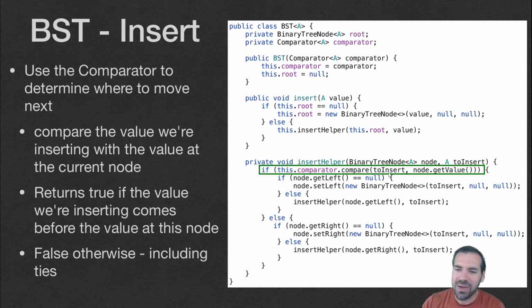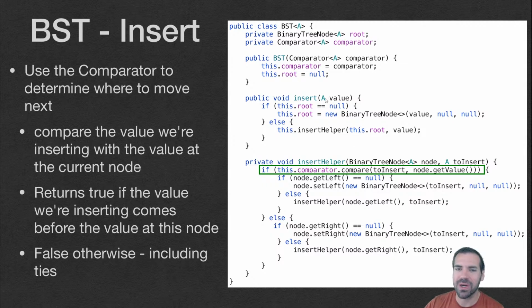So does this value come before this node's value, which will initially be the root? Because if it comes before it, then we're going to think left. We got to go over to the left. If it doesn't, we're thinking right. So this code is going to arbitrarily break ties to the right. Doesn't matter which way we break ties as long as we're consistent.